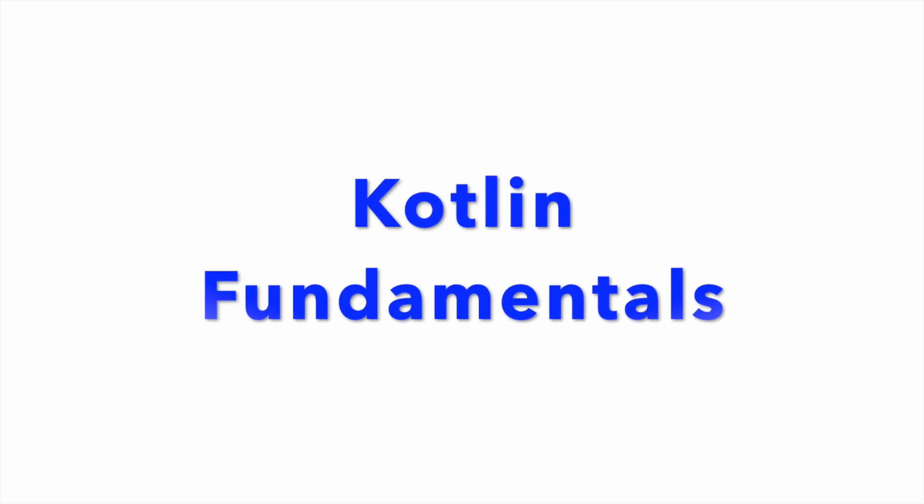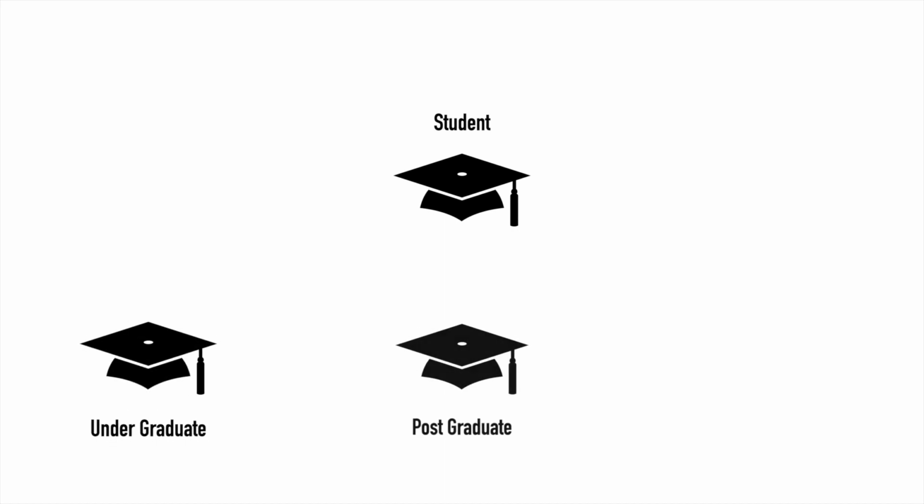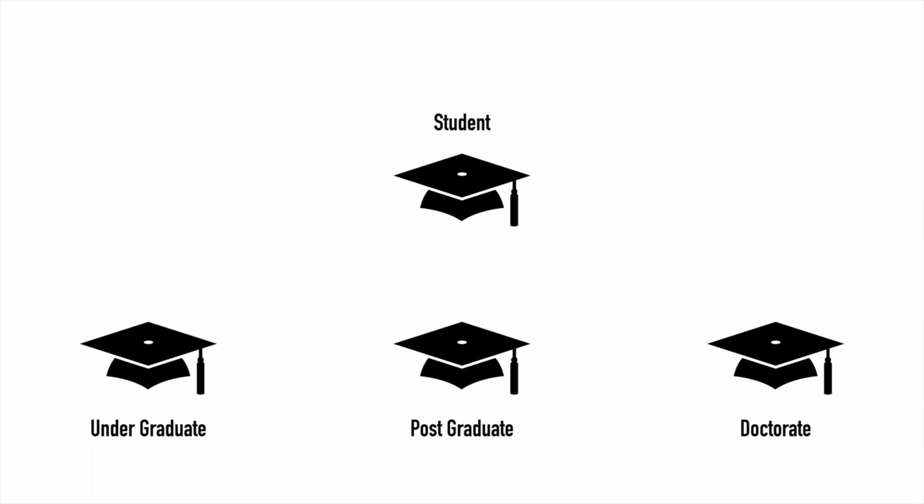Welcome to another video under Kotlin Fundamentals. Let's assume that you have created a class called student, and then you create some other subclasses of this student class like undergraduate, postgraduate, and doctorate, and all of these classes are basically subclasses of the student class. Everything is fine, and you think that's what the standard set of class hierarchy is going to look like.